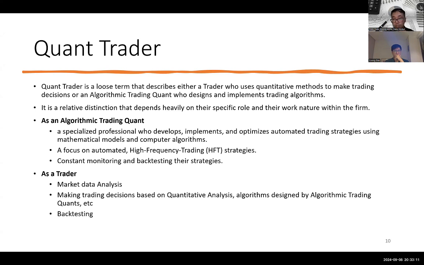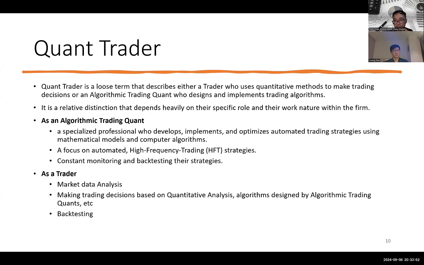When you mention quant trader, they can do both things. They can develop some strategy and they can trade, right? But if we try to separate the two aspects here, an algorithmic trading quant normally specializes in developing, implementing, and optimizing automated trading strategies using mathematical models and computer algorithms. And they have a focus on automated high-frequency trading strategy.